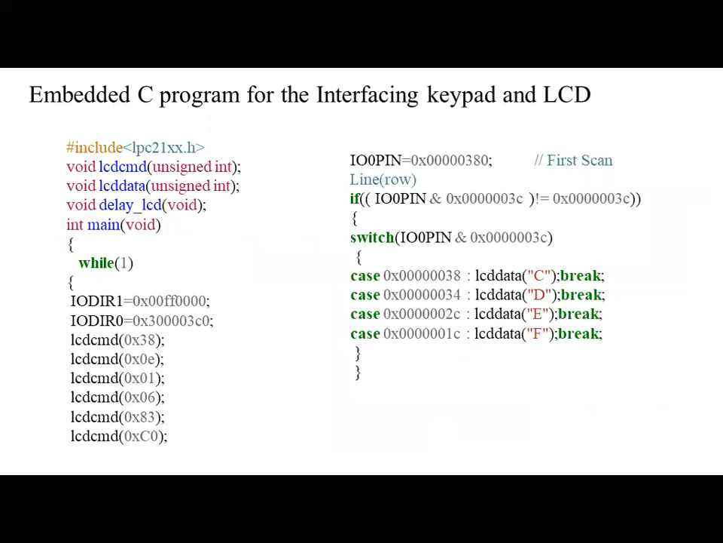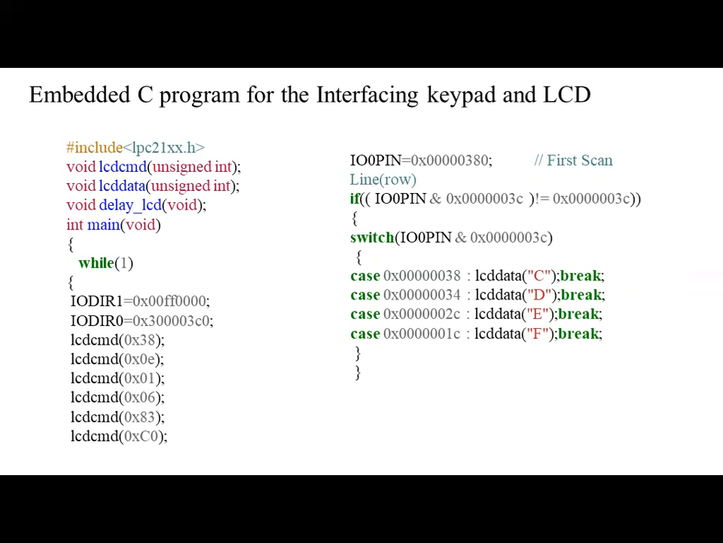Now we can see here in short the embedded C program for interfacing of keypad, that is matrix keypad, as well as LCD with the LPC2148 as an ARM7 microcontroller. First of all, we have to include the LPC2148 header file. Now LCD command unsigned integer, LCD data unsigned integer, delay is required, and while loop is also required in this case.